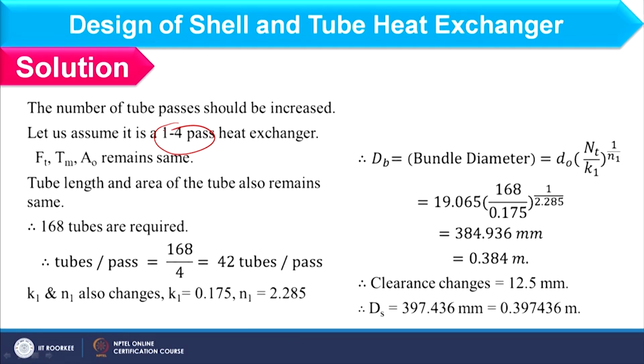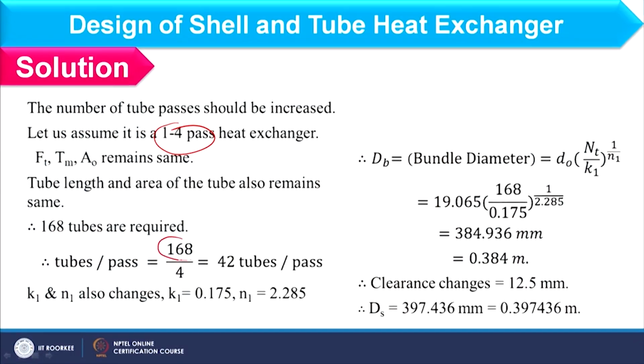First change is when I am considering the bundle dia. Okay, because for 1-4 pass, K1 and N1 values will change. Okay, and once I have this, we should also find out the correct tube numbers. Okay, though I have already found 166 in 1-2 pass. Now for 1-4 pass, if you divide 166 by 4, the value will come in decimal. So that is not acceptable for tubes. So we will increase the number of tubes, which should be completely divisible by 4. Okay. So that value I am considering as 168.